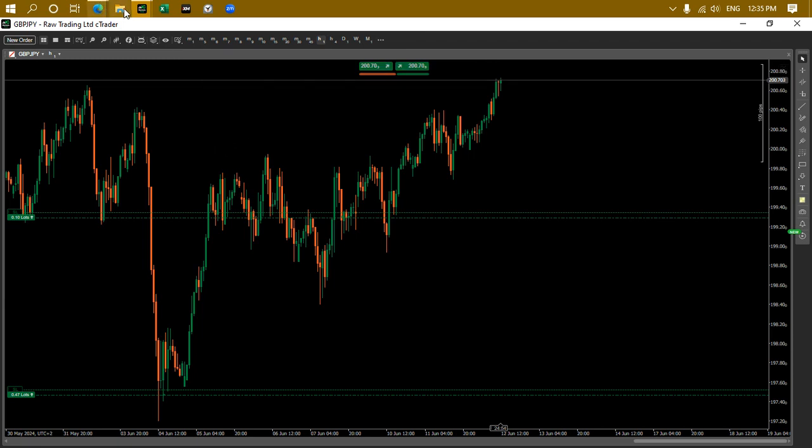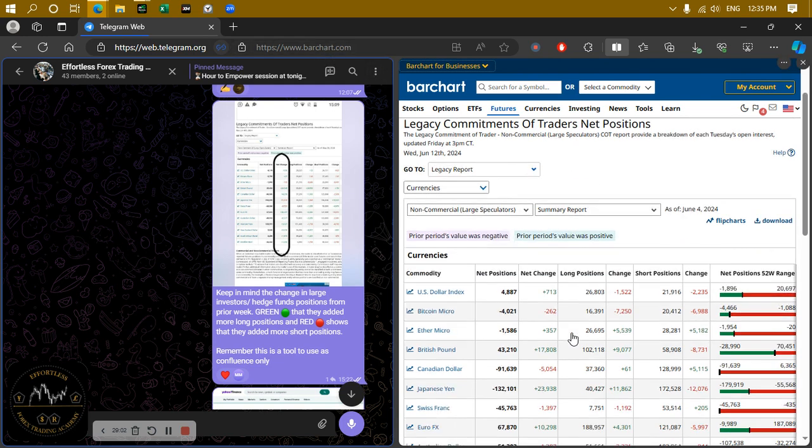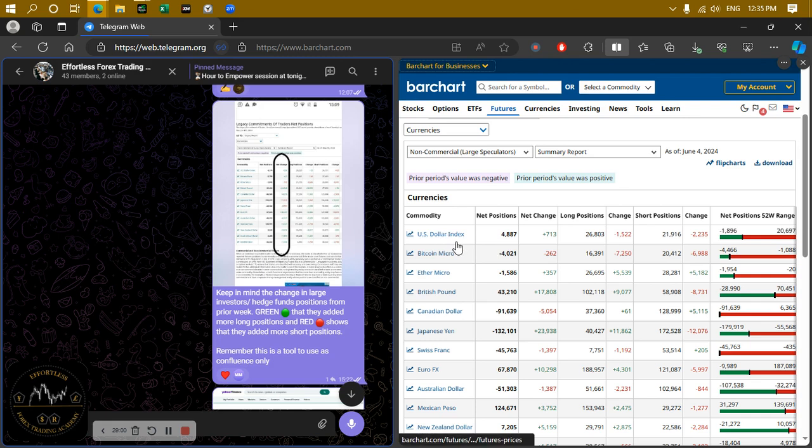So let us go quickly to right here. As you can see, this is what I'm talking about. If you visit the website barchart.com, you'll be able to find what I'm talking about. You are able to see the different positions for the different currencies. And you can also select energies, where you can see oil positions, in terms of whether they are net long or net short on oil. And you can also see that for gold, and so on and so forth.